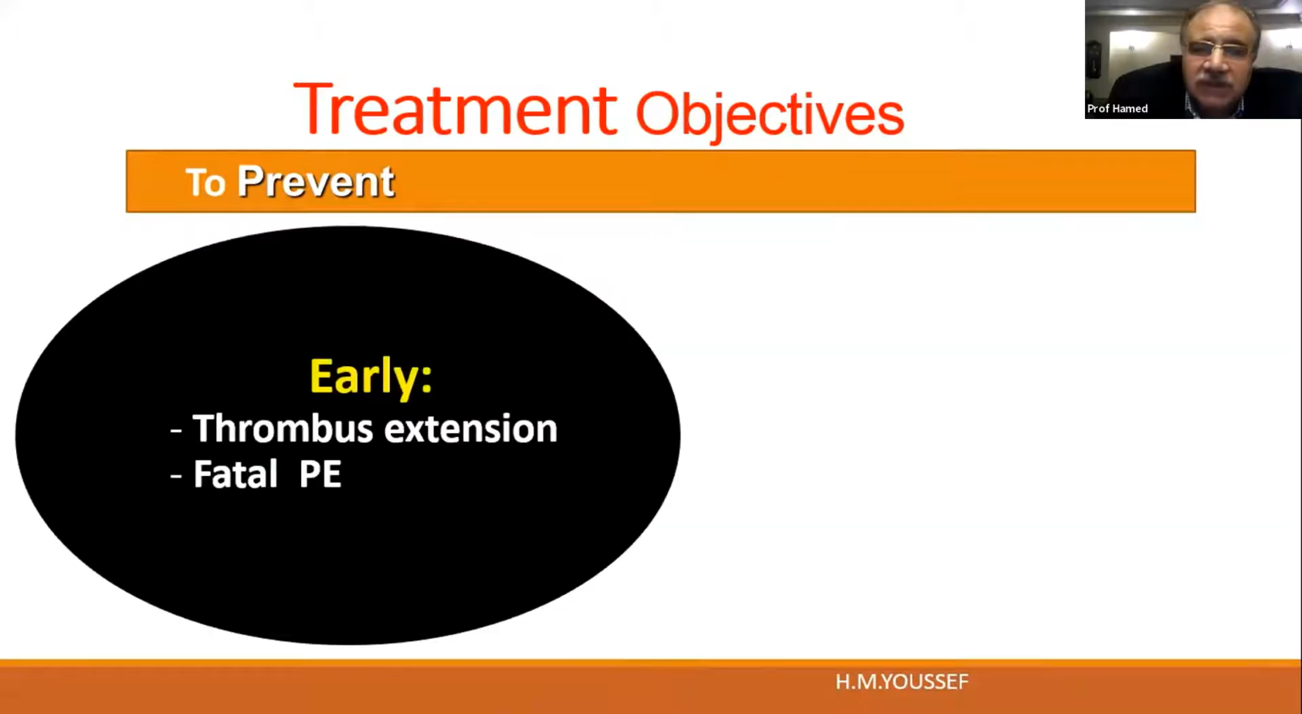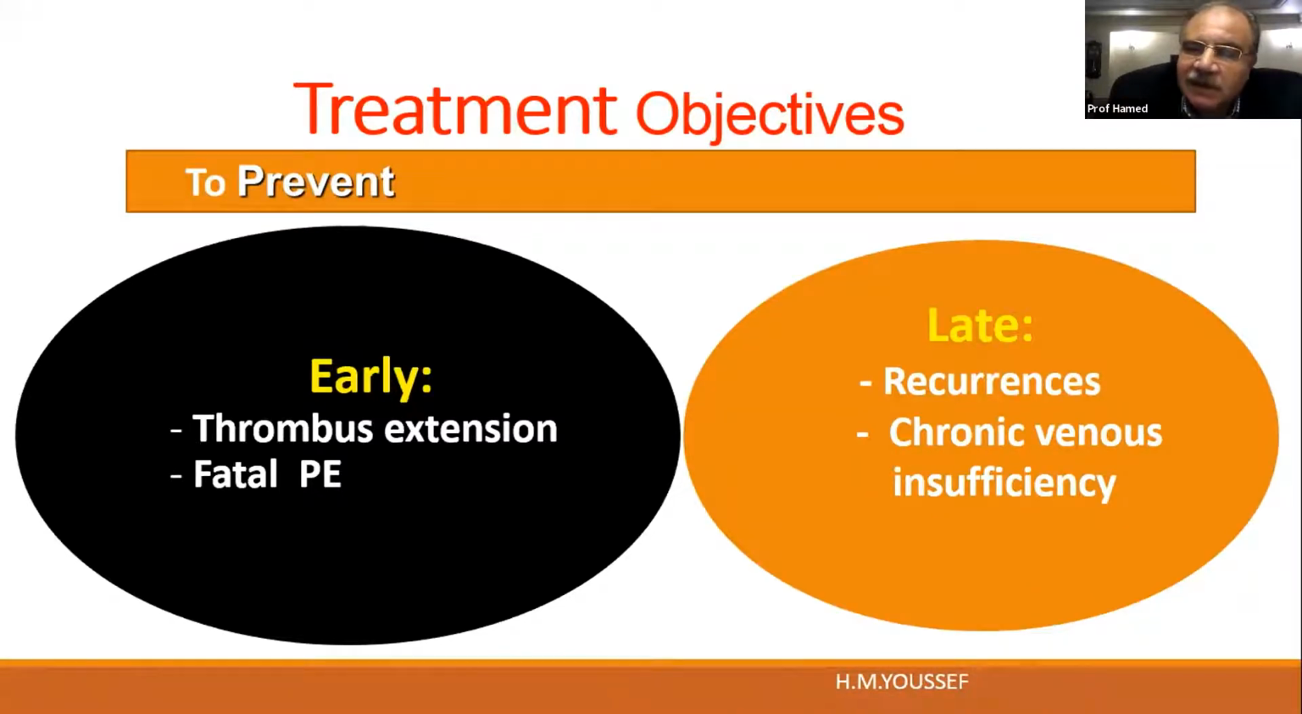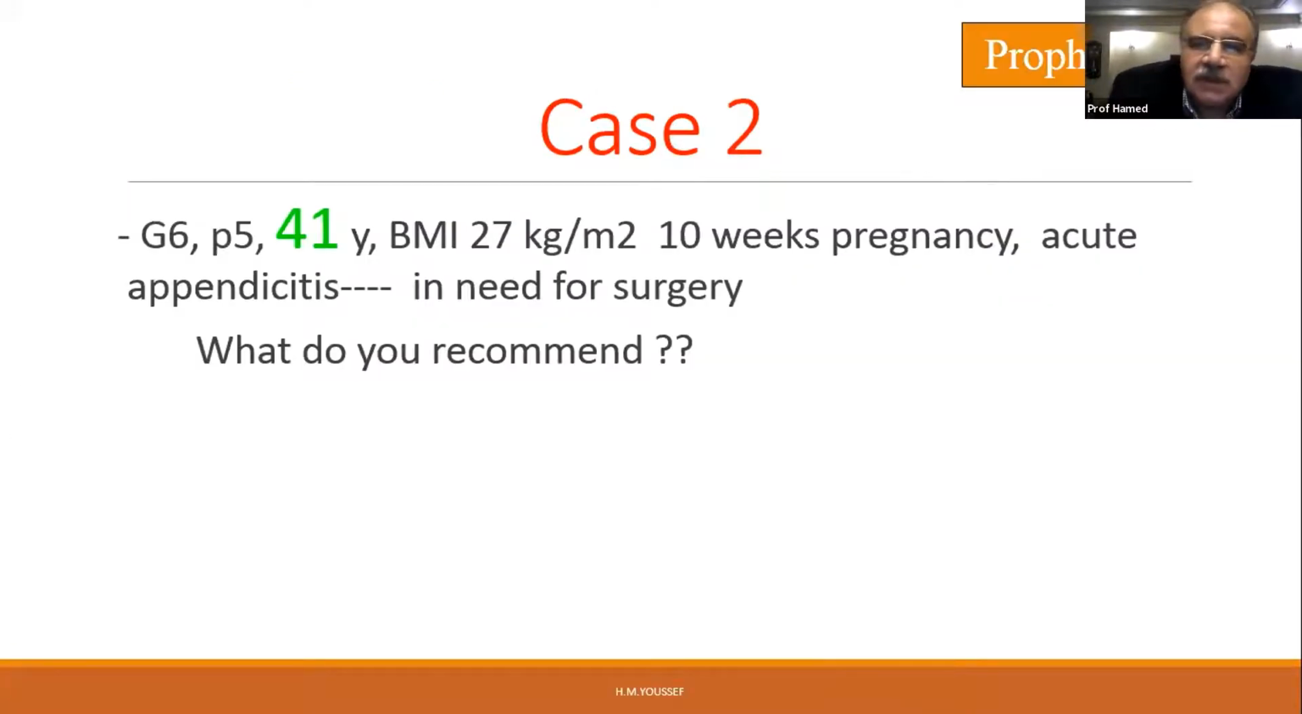No, my question: you have to treat this patient because she is liable for complications, which are early complications in the form of thrombus extension or fatal pulmonary embolism, and late complications in the form of recurrence and chronic venous insufficiency. This is the treatment objective, and so you have to continue for at least 6 months to avoid these early and late complications. Thank you, Marwa.